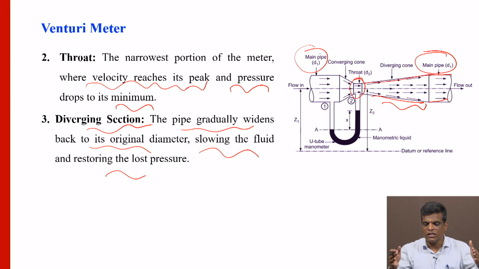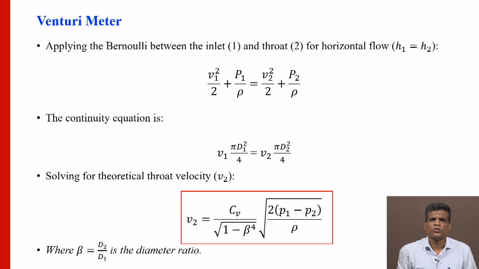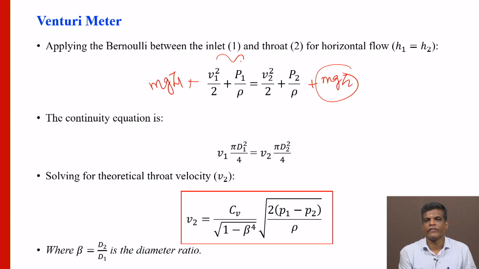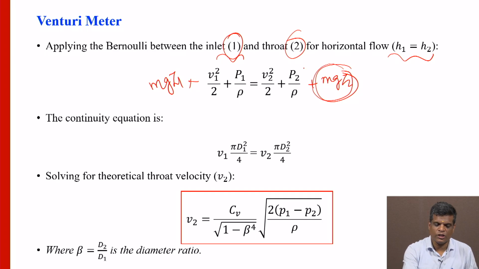It starts with the converging section, then the diverging section, and in between the throat, where we connect the U-tube manometer and everything. In the simple Bernoulli equation, there is a potential energy mg Z1 and mg Z2, because there are two points, 1 and 2. Here H1 equals H2, meaning the potential energy at Z1 and Z2 is the same, so we get a horizontal flow and that term automatically becomes 0.